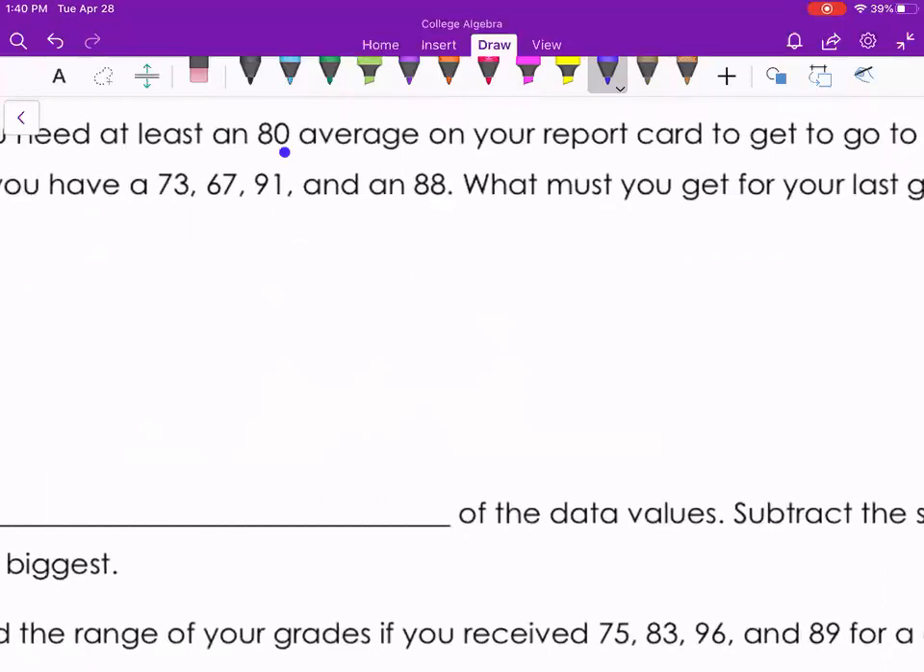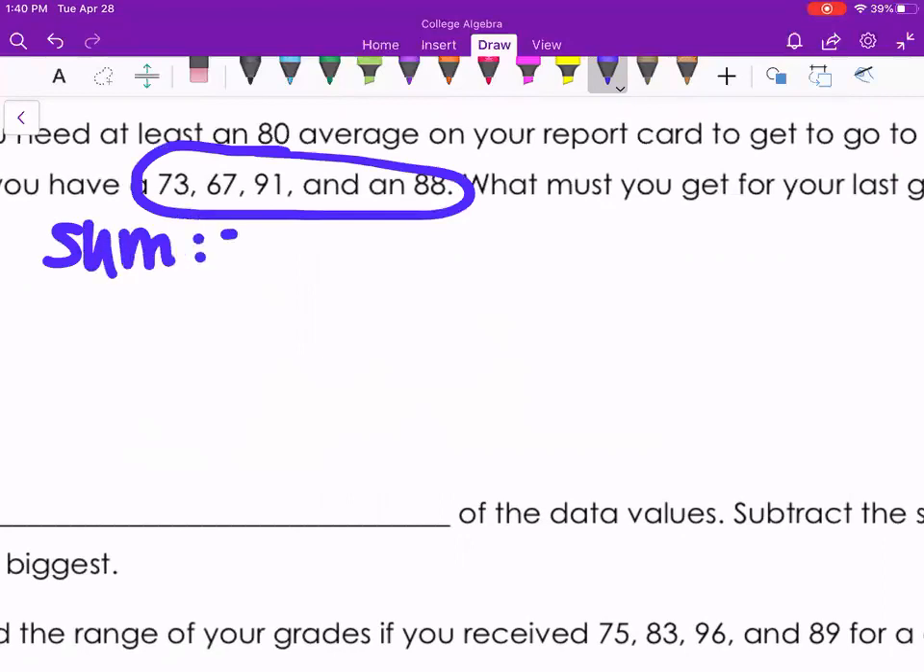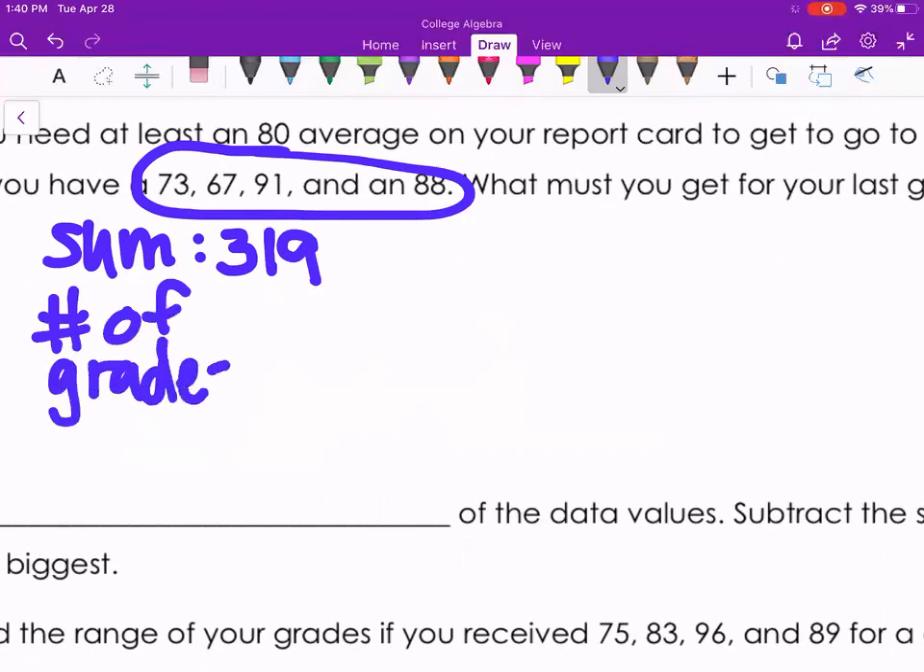I need to add all of these numbers up. I need the sum. In this case, that's 319. I need to know how many grades total are there going to be. So number of grades. Now be very careful because we don't just have the 4 grades that are listed there. It actually says in the question, what must you get for the last grade, meaning there's one more, in order to have the right average. So we have 1, 2, 3, 4 that I circled, but there's going to be a 5th one. So you've got to be careful, read the question slowly and carefully.